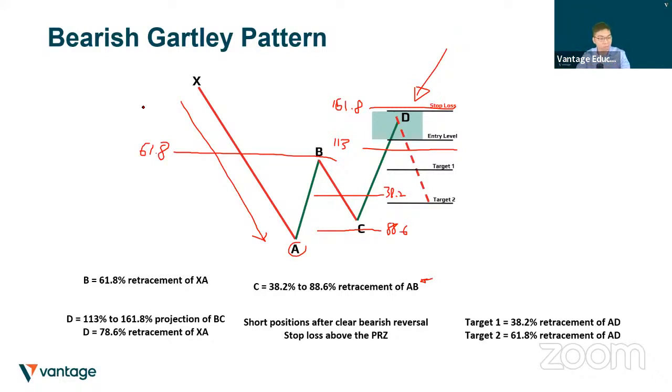Target 1 for this pattern is at 38.2% retracement of A to D. Take note, A, D. Then target 2 extends towards the 61.8%. Please screenshot this down before we continue. It's quite complicated, but later on you'll notice that the charts look almost the same. The shape looks almost the same, but the Fibonacci ratios are different.